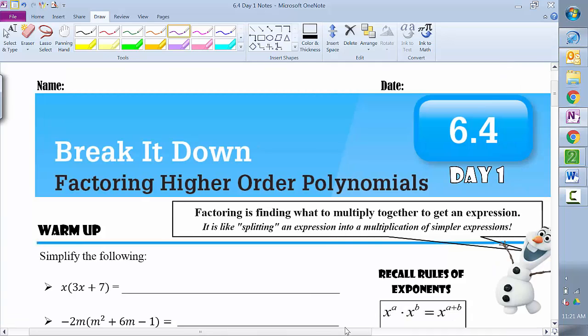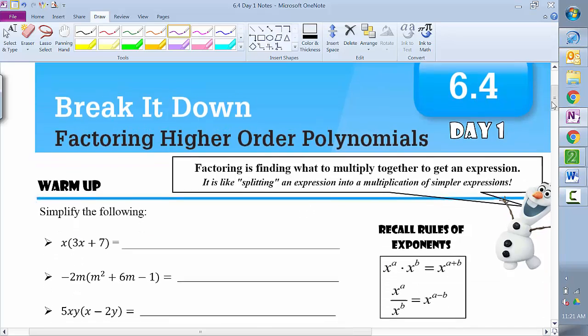So factoring. Olaf is telling us that factoring is all about finding what multiplies together to get an expression. So 3 times 5 is 15. Factoring is having that 3 and the 5. Those are factors. It's like splitting an expression into a multiplication of something simpler. So 15, if I were to split it into 2 smaller terms, it would be 3 and 5. That's what factoring is. But we will be working with variables too.